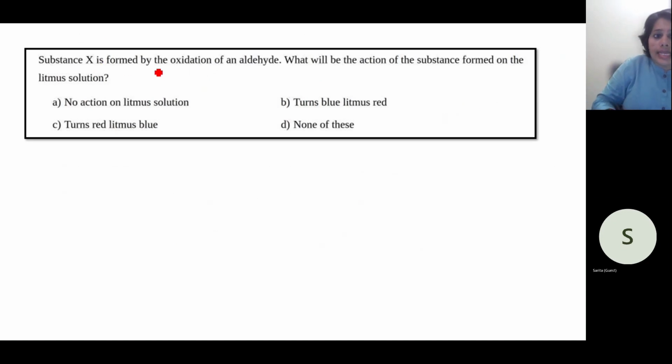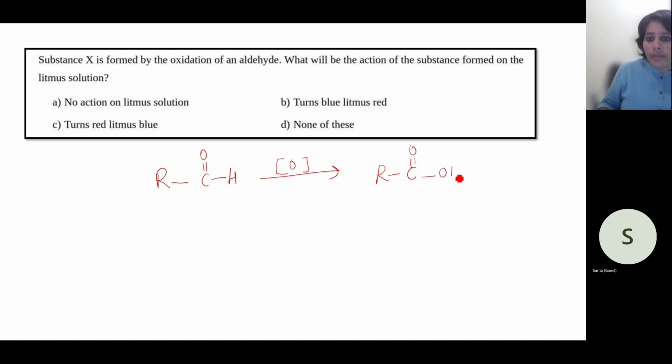Next, substance X is formed by oxidation of aldehyde. What will be the action of the substance formed on the litmus solution? So aldehyde, when it oxidizes, it forms acid. This is the general rule that whenever an aldehyde, CHO, oxidizes, oxidation of aldehyde will always give acid. So carboxylic acid. So acid, what is the function of acid? Acid will turn blue litmus to red.